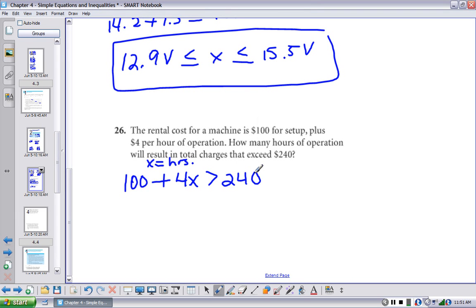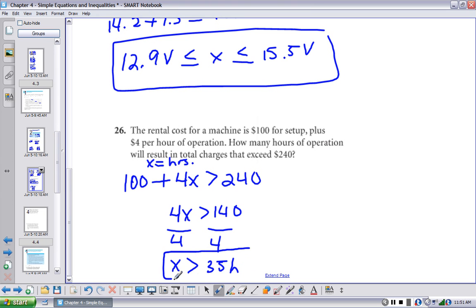Exceed means greater than. So we need to solve this inequality. I can subtract 100 from both sides. And then I can divide both sides by 4. x has to be greater than 35 hours.